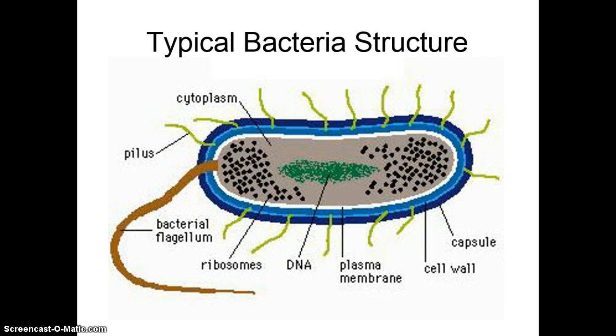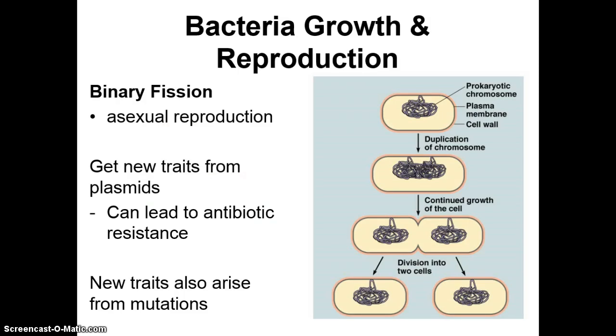Depending on what the capsule and the cell wall are made of determines how you want to get rid of this bacteria. If they're gram-positive or gram-negative, that affects what type of antibiotic to use to get rid of this bacteria. So if you have strep throat or MRSA, the component of the bacteria determines how you're going to kill it.